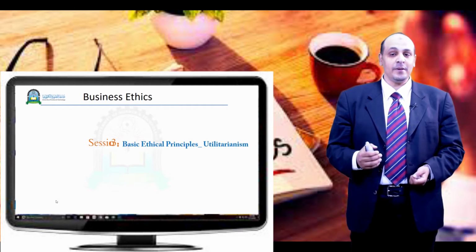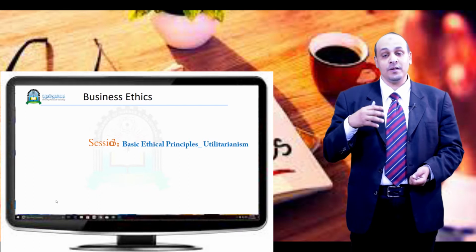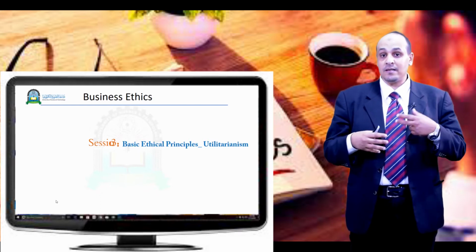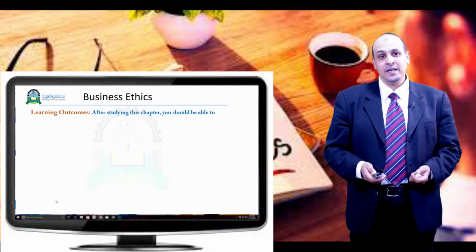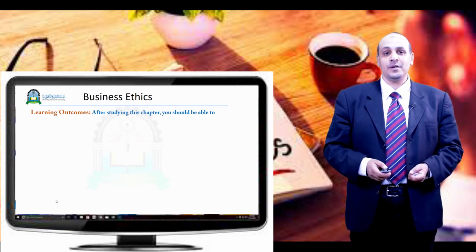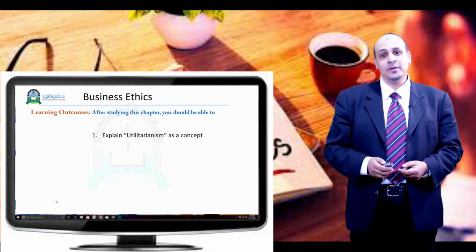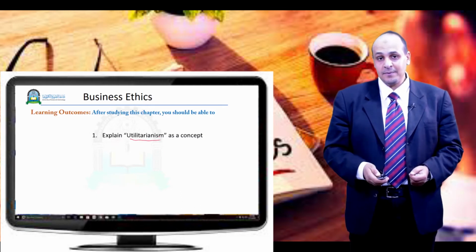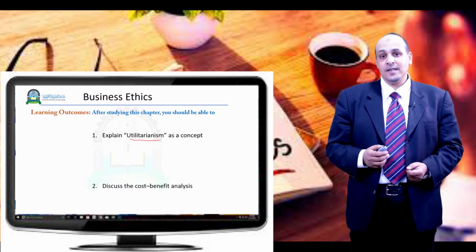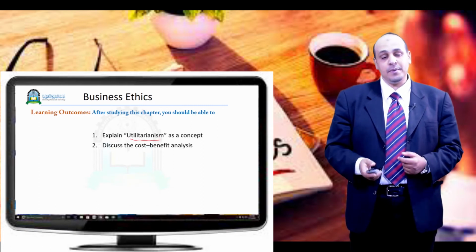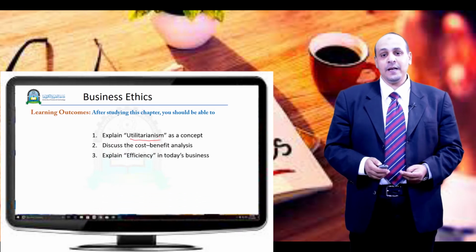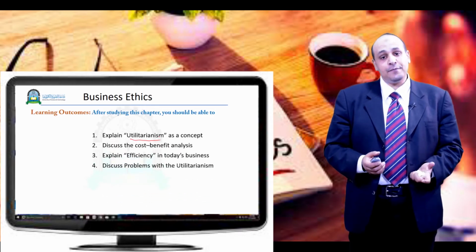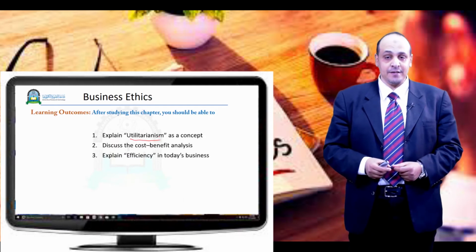And we need to understand the meaning of utilitarianism in terms of the decision maker and, of course, as a result for the stakeholders. So the learning outcomes for this subject are as follows. After studying this chapter, you should be able to explain the term utilitarianism as a concept, discuss cost and benefit analysis, explain efficiency in today's business, and discuss the problems with utilitarianism.